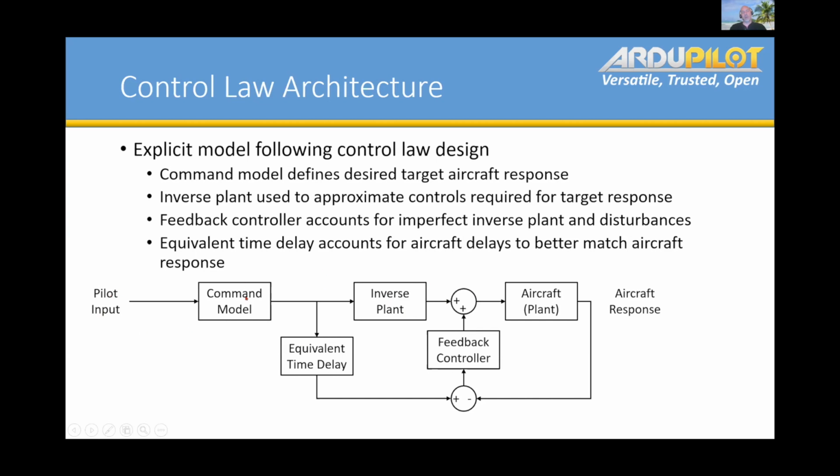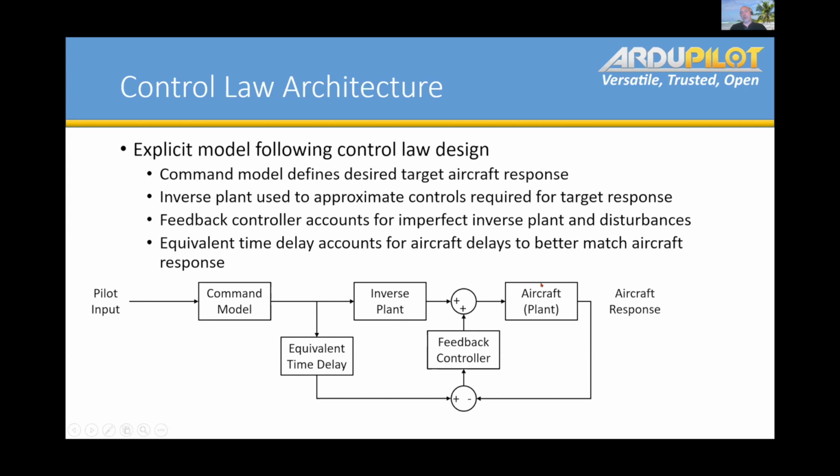And then the command model is basically, you're the pilot. How do you want the aircraft to fly? What do you want full stick to mean as far as roll rate or pitch rate? It's defining how the response should be, and that's essentially what Leonard's doing with the shaping functions, but they call it a command model. So you make the commands, it inverts it and gives the outputs of what they should put into the controls, and then you get the aircraft response, and that comes back.